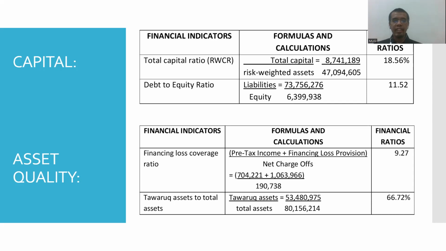And then the next ratio is tawarruq asset to total asset. The formula is the tawarruq asset divided by the total asset. From the financial statement, we get the tawarruq asset as 53.4 and the total asset as 80.1. And we get the financial ratio of 66.72%. I think almost two thirds of the asset is in tawarruq contracts.